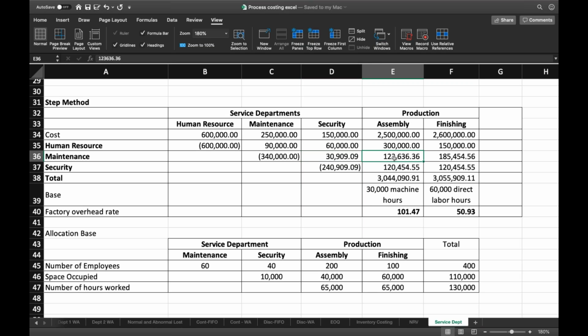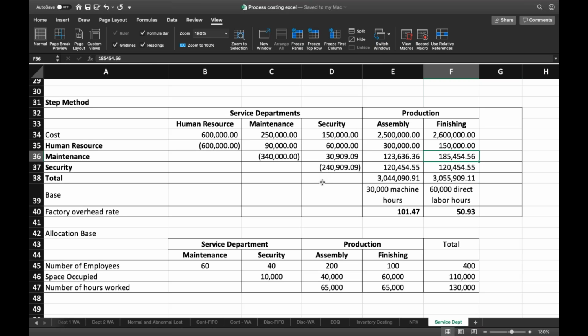For assembly, that's 40,000 divided by 110,000 times 340,000 equals 123,636.36. For finishing, that's 60,000 divided by 110,000 times 340,000 equals 185,454.56.